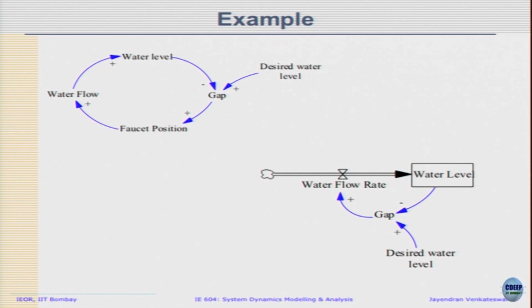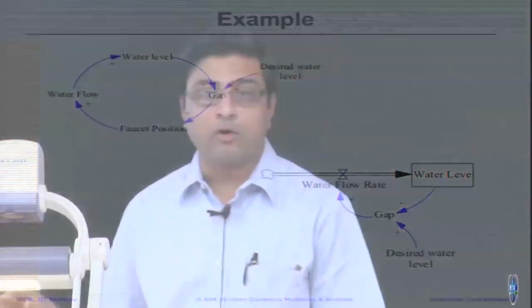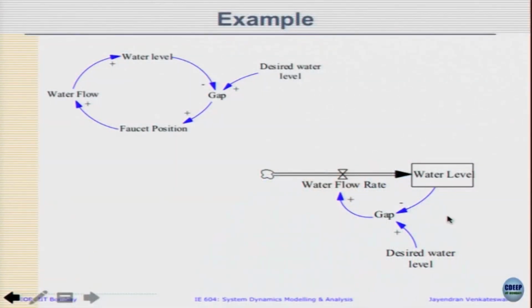What is the information I need to control it? Oh, I need to know about the desired water level. Then I need to somehow figure out the gap. So then those come as what we call information or auxiliary variables. So just by these three elements, we can actually come up with a much richer representation of the same example we did in causal loop, but with a stock flow representation.